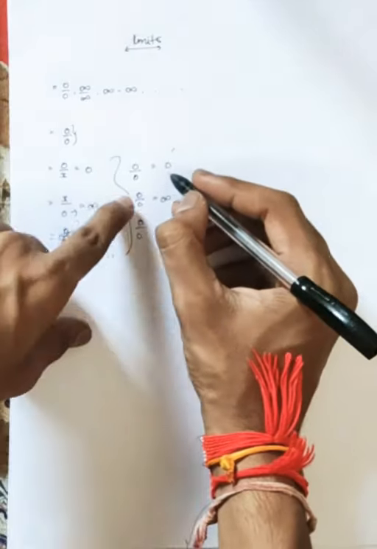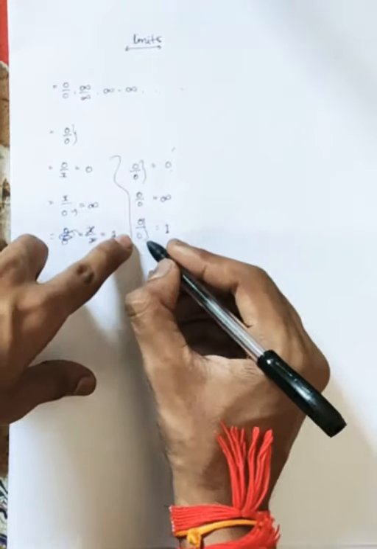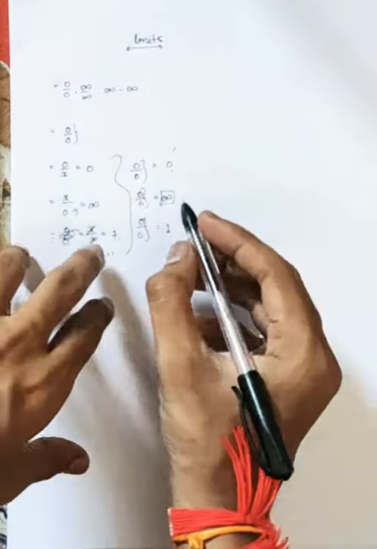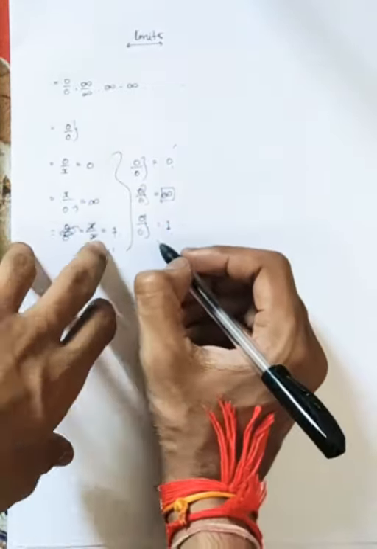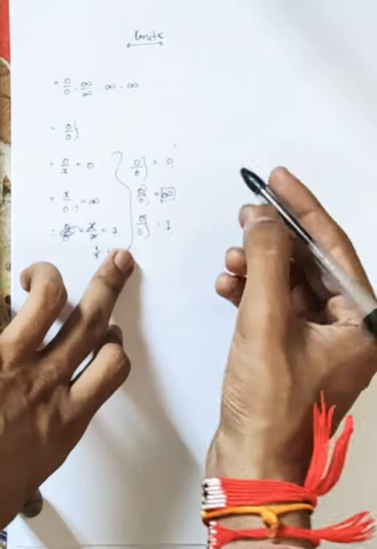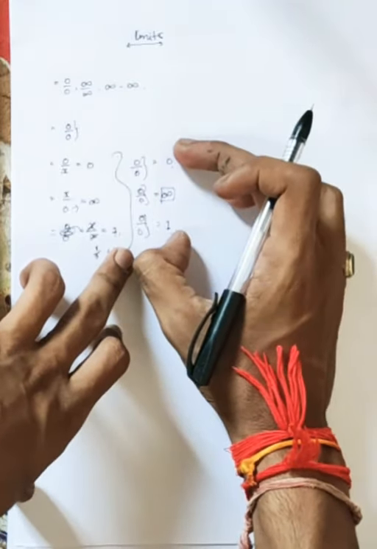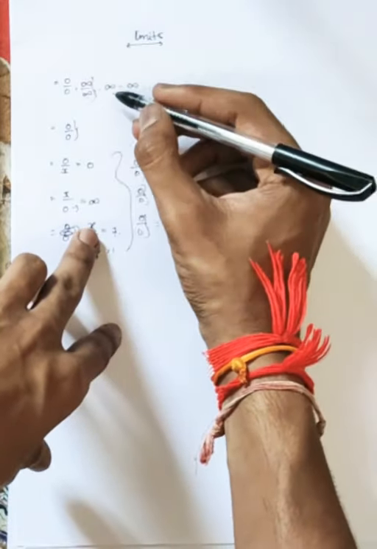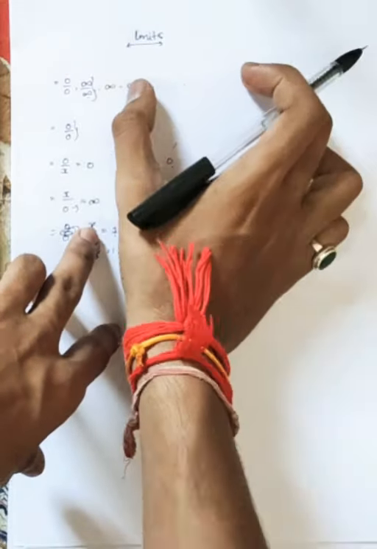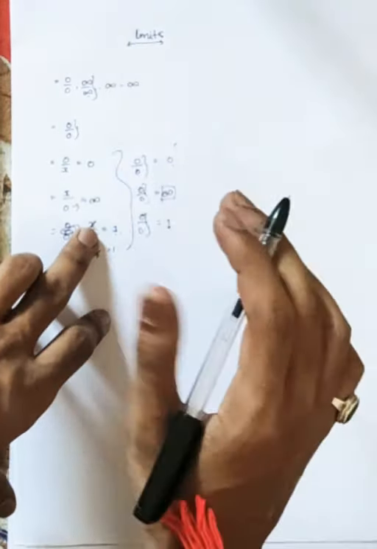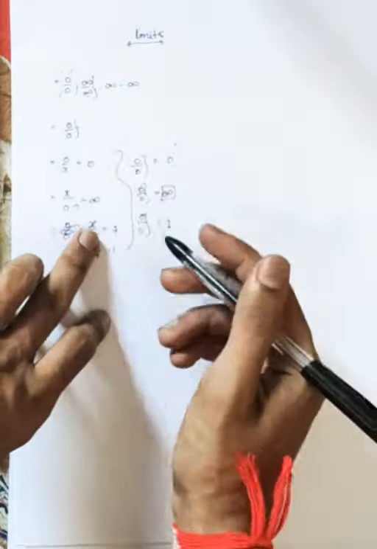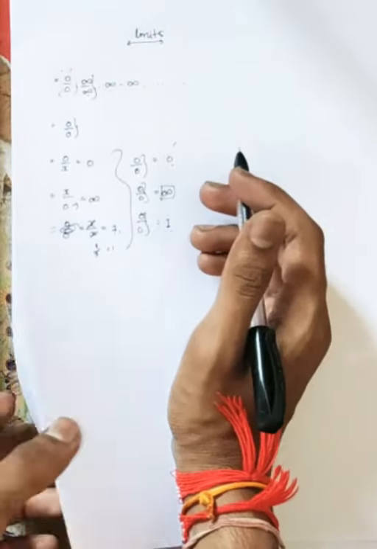Now see, this form can return 0, it can also return 1, and it can also return infinity. This is the reason why these forms are called indeterminate forms, because by looking at them we cannot say what the right answer is. Also, infinity by infinity and infinity minus infinity are indeterminate forms, and there are some more, but in 11th you will mainly come across this form. So now you understood what indeterminate forms are.